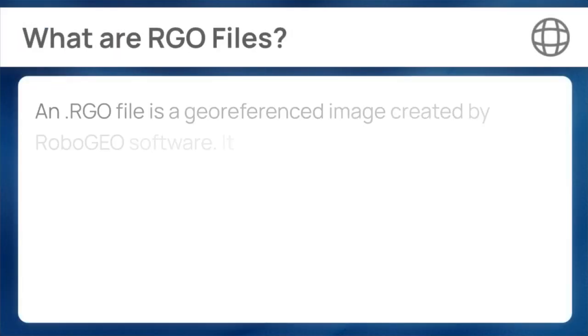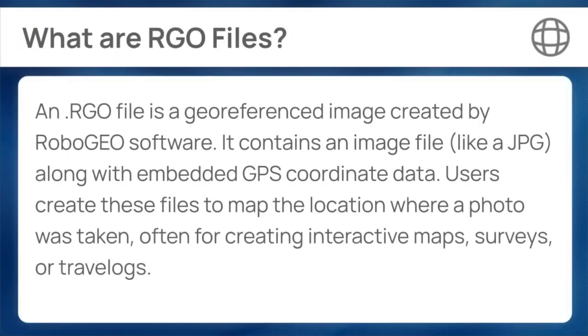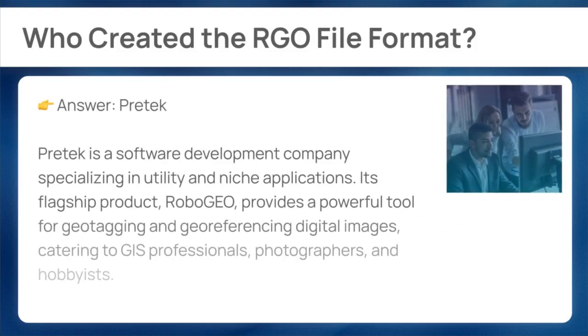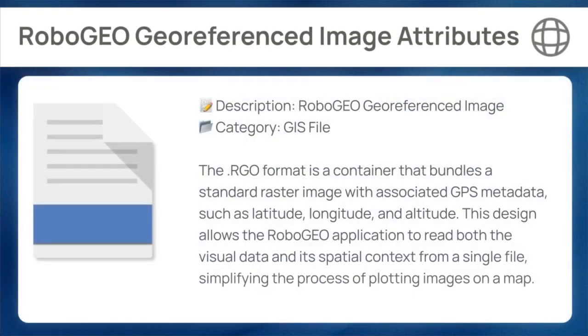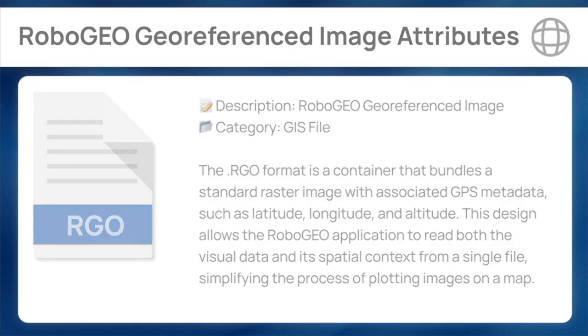An RGO file is a georeferenced image created by RoboGEO software. It contains an image file, like a JPG, along with embedded GPS coordinate data. Users create these files to map the location where a photo was taken, often for creating interactive maps, surveys, or travelogs. The RGO format is a container that bundles a standard raster image with associated GPS metadata, such as latitude, longitude, and altitude. This design allows the RoboGEO application to read both the visual data and its spatial context from a single file, simplifying the process of plotting images on a map.